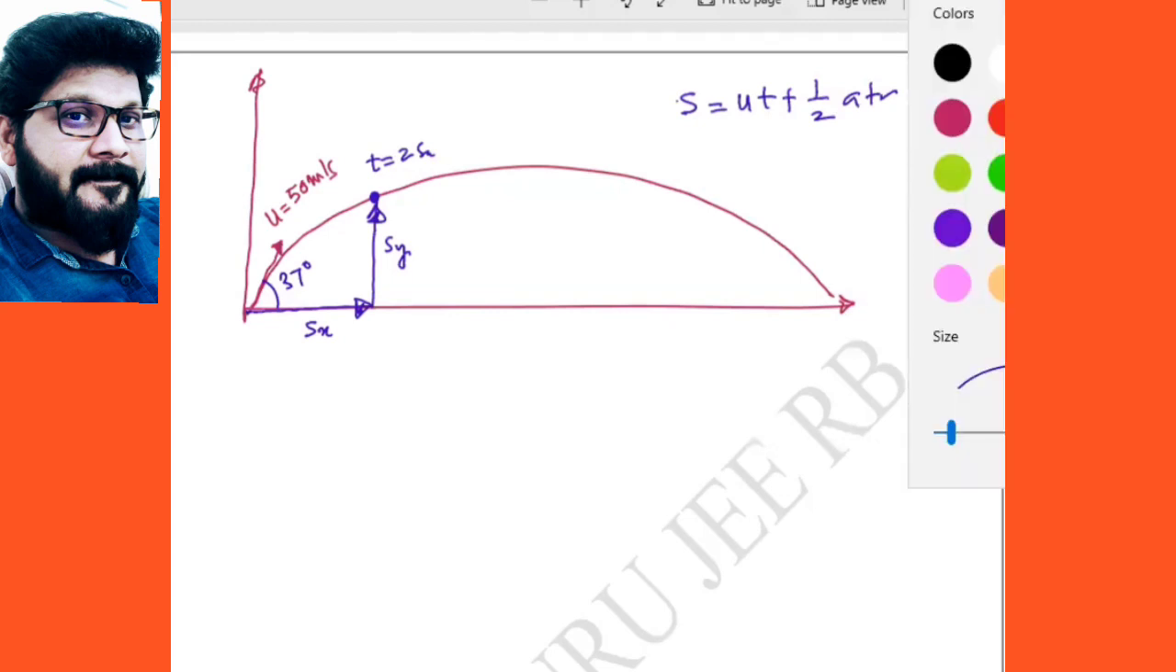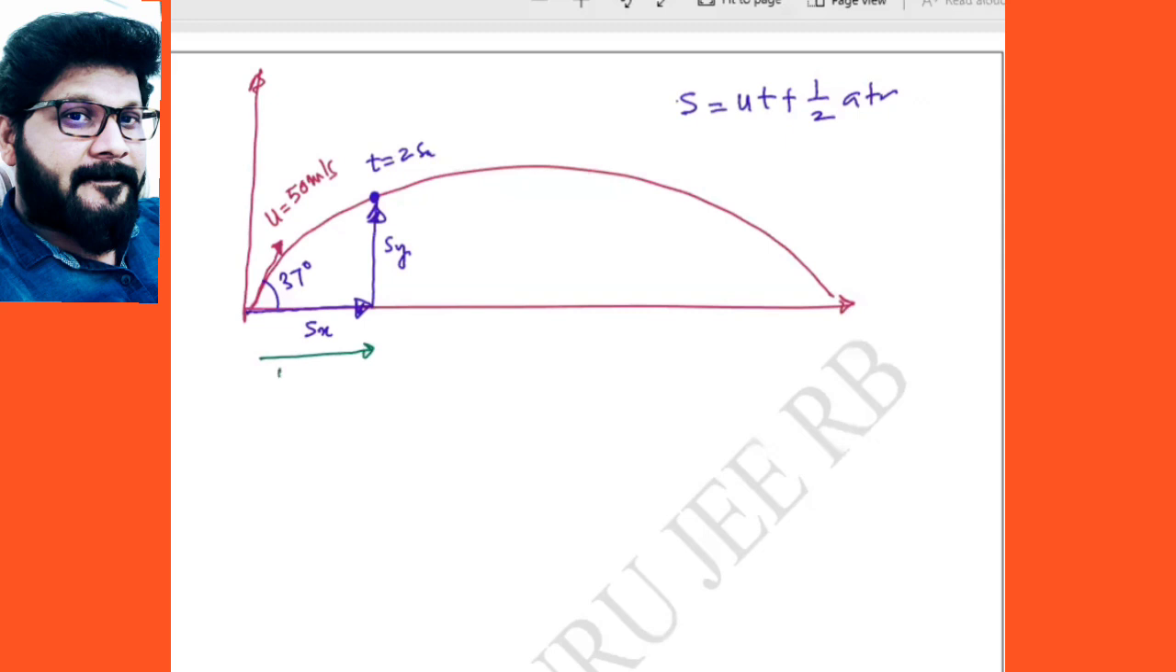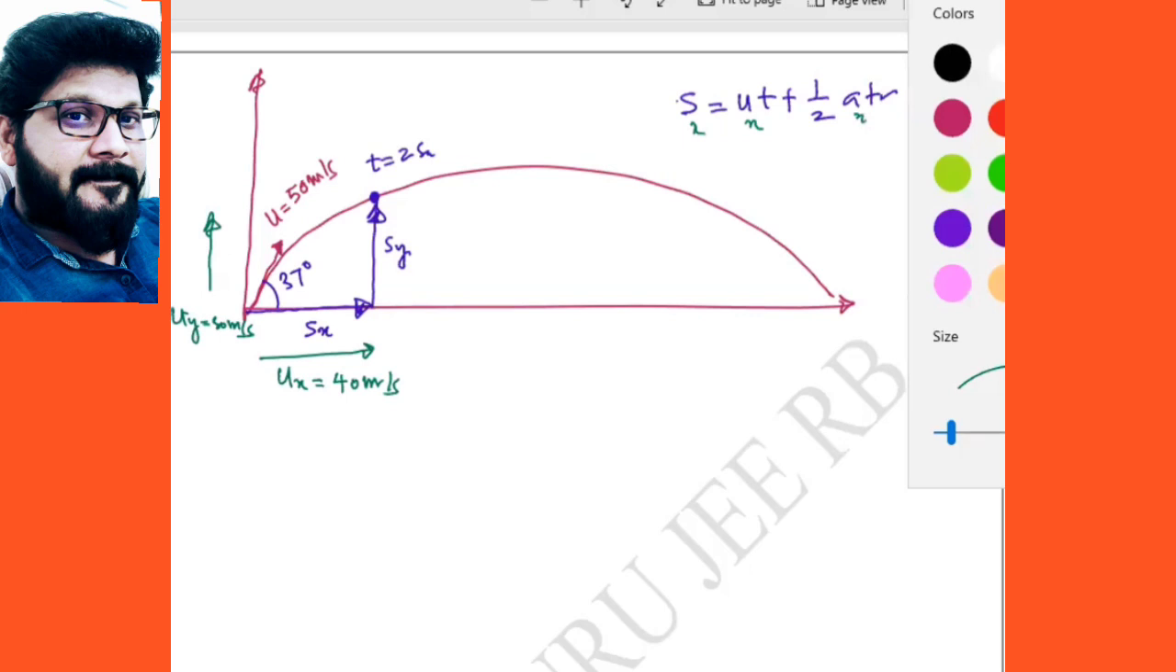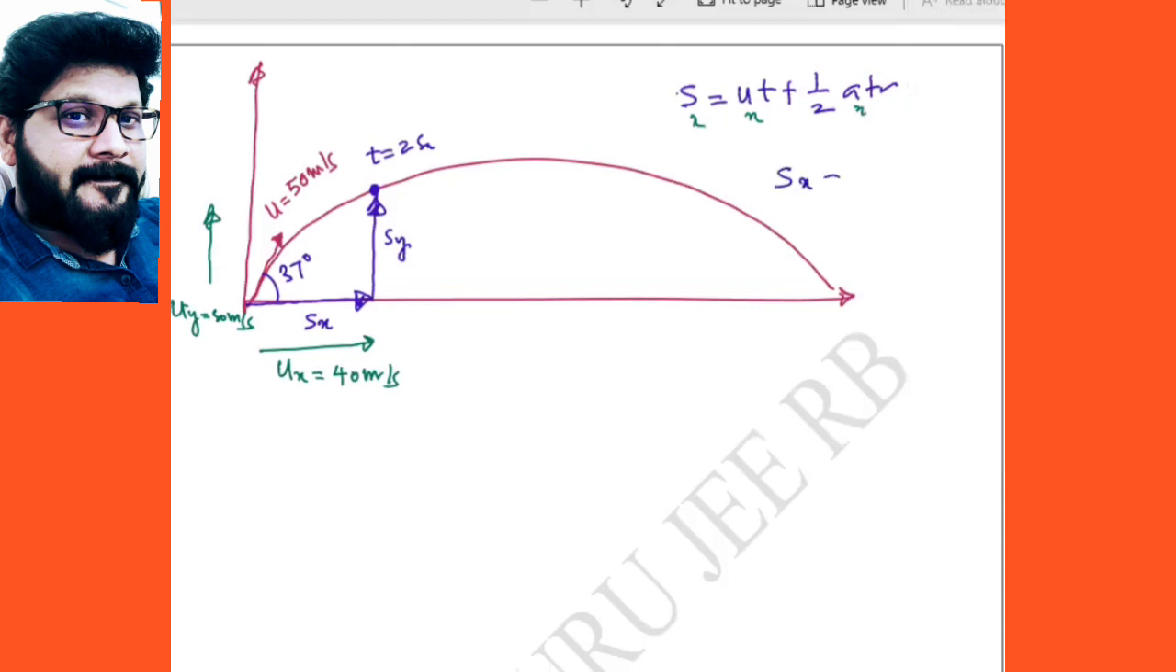What are the velocities in the x direction? Here ux equals 40 meters per second and uy equals 30 meters per second. Hope this is clear. Of course, ax is nothing but 0. So sx equals ux t. Ux is 40, into 2 seconds. So sx equals 80 meters.